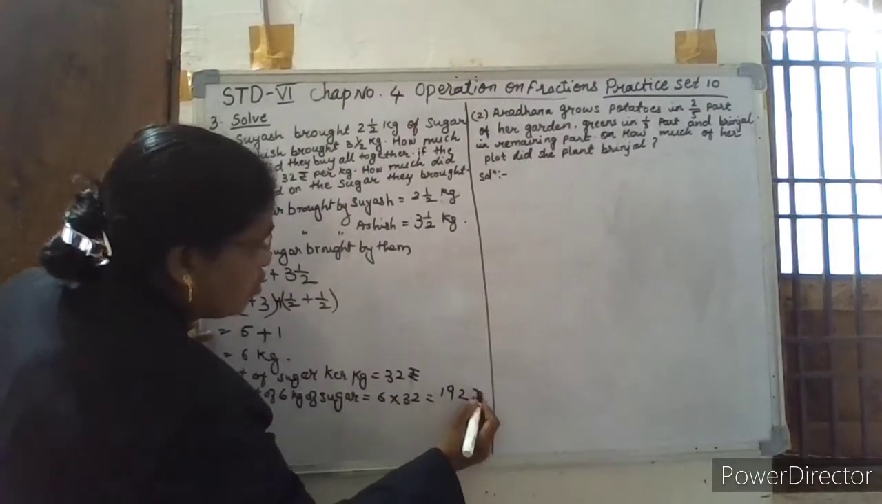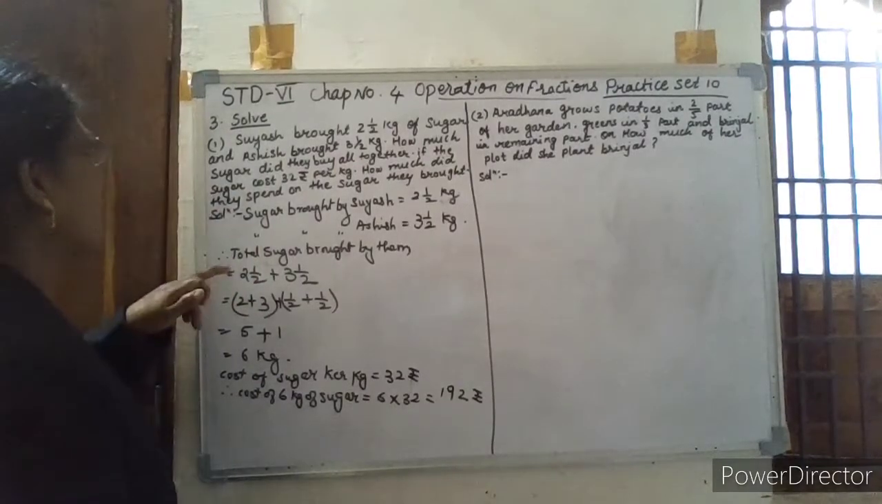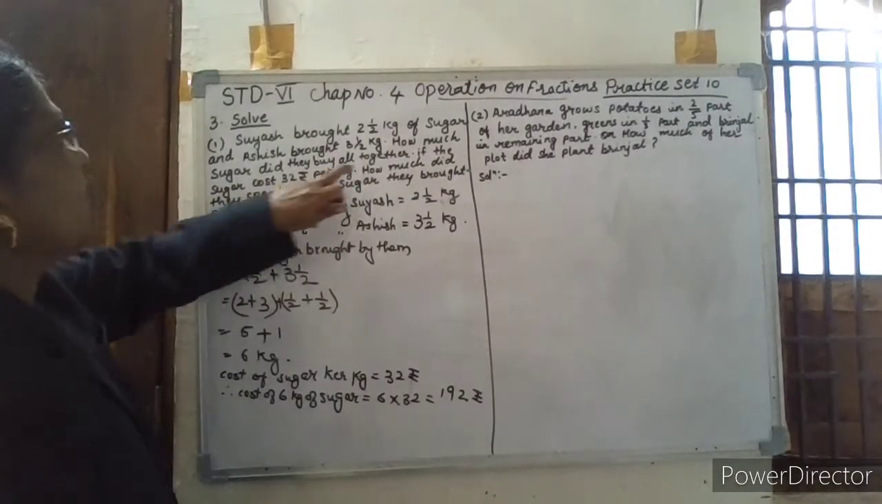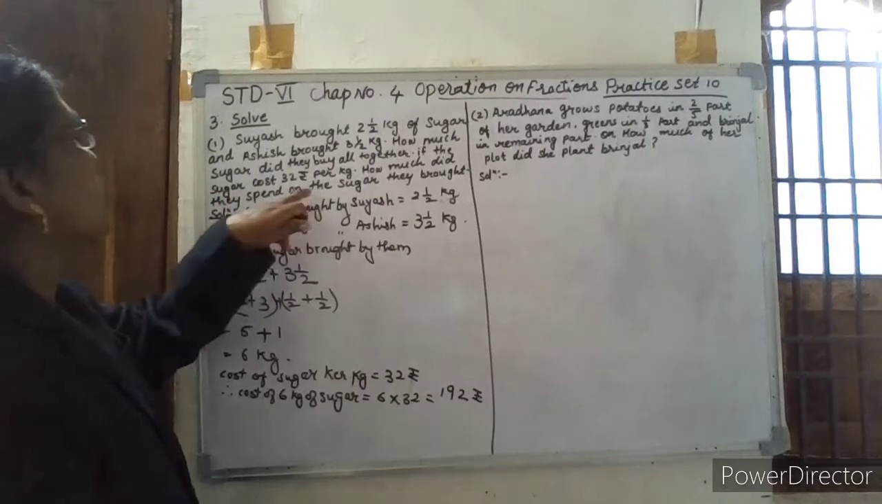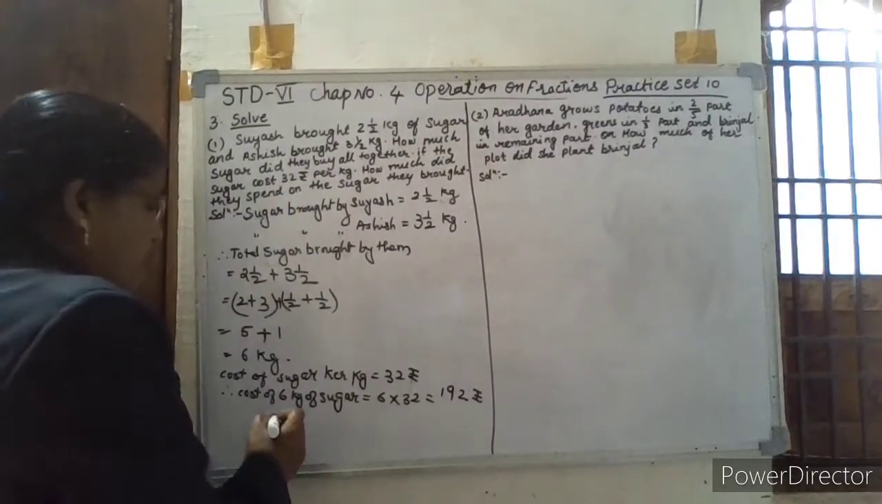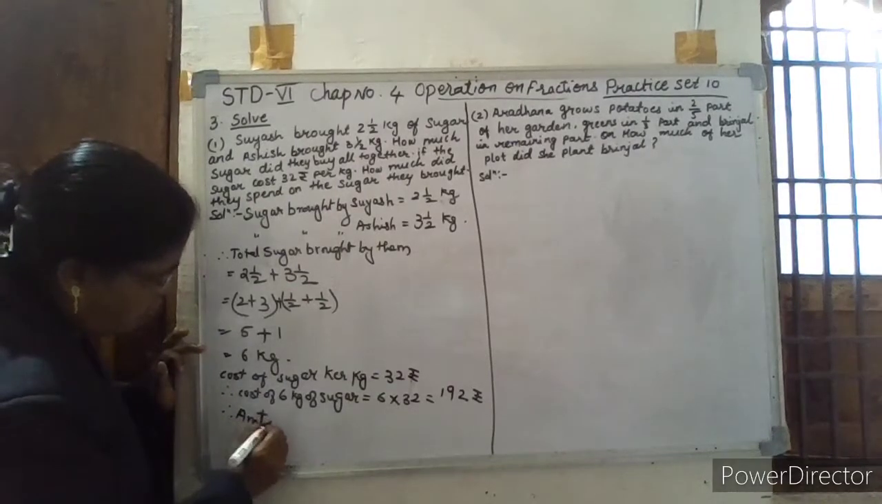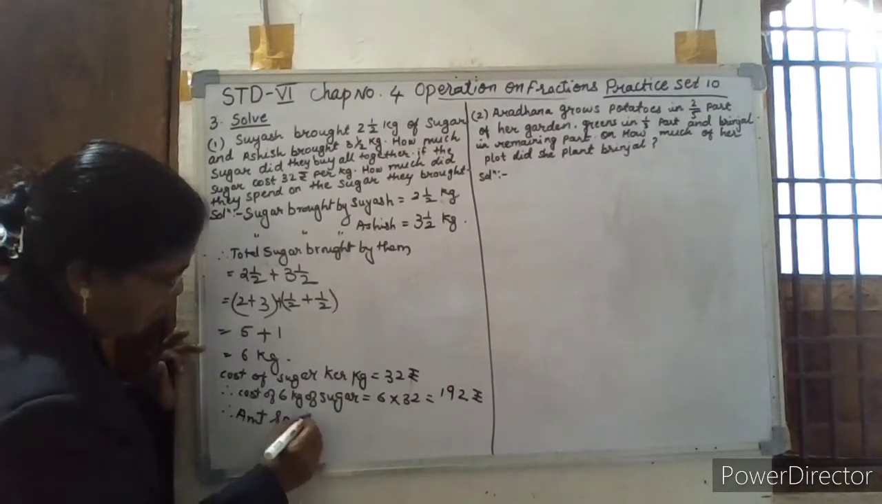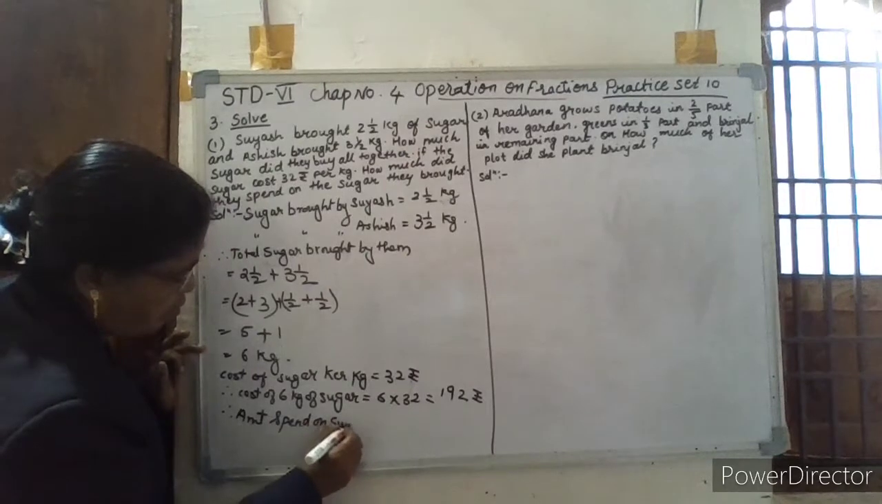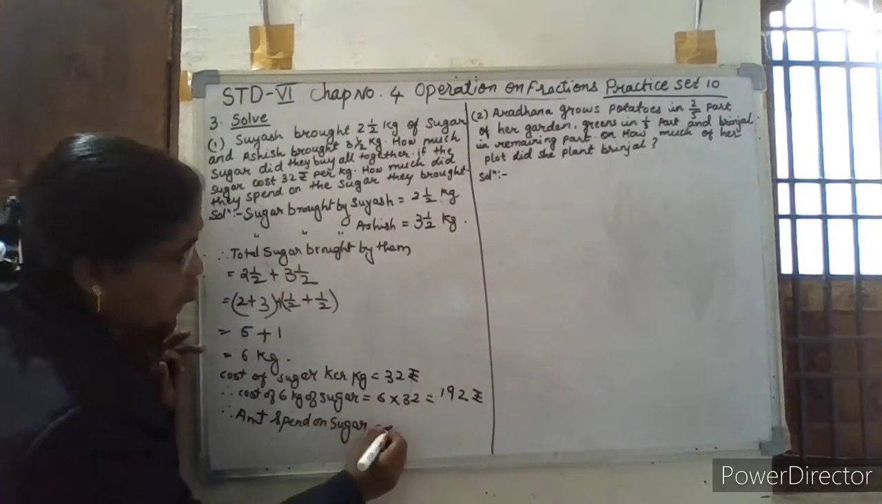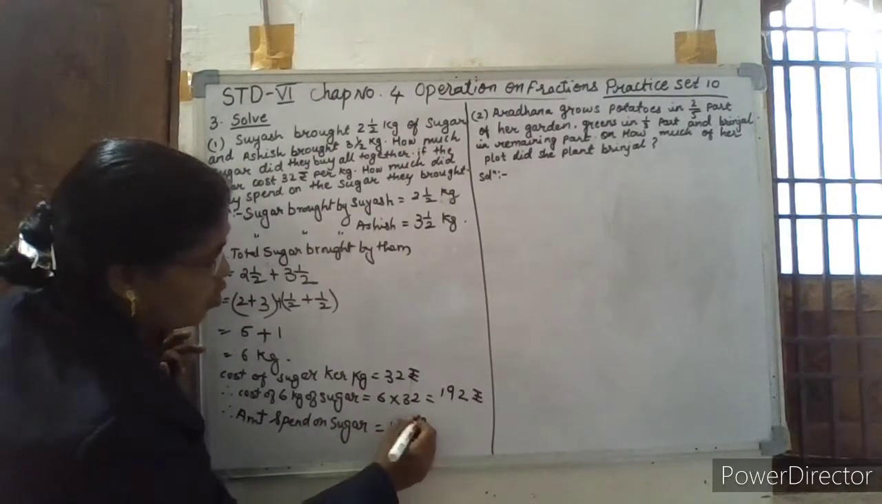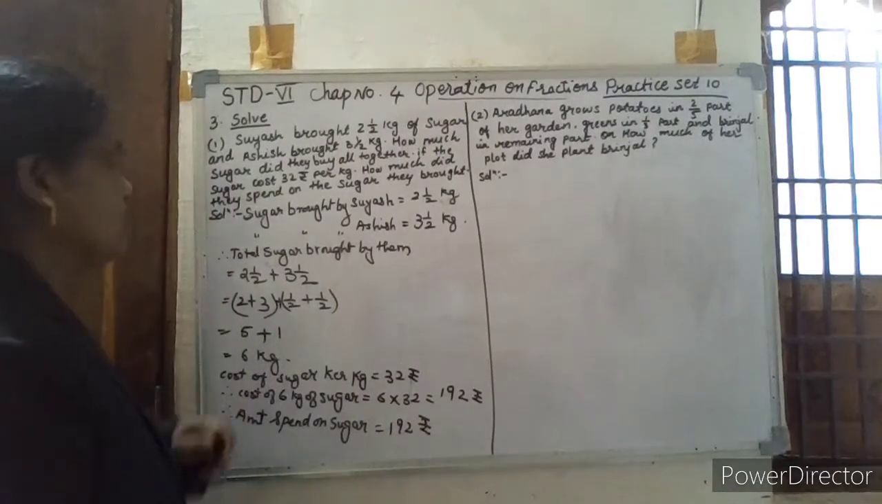So 192. What is the question? How much did they spend on the sugar? Therefore, amount spent on sugar is equal to 192 rupees. This is the solution of this question. Now, we go to the next question.